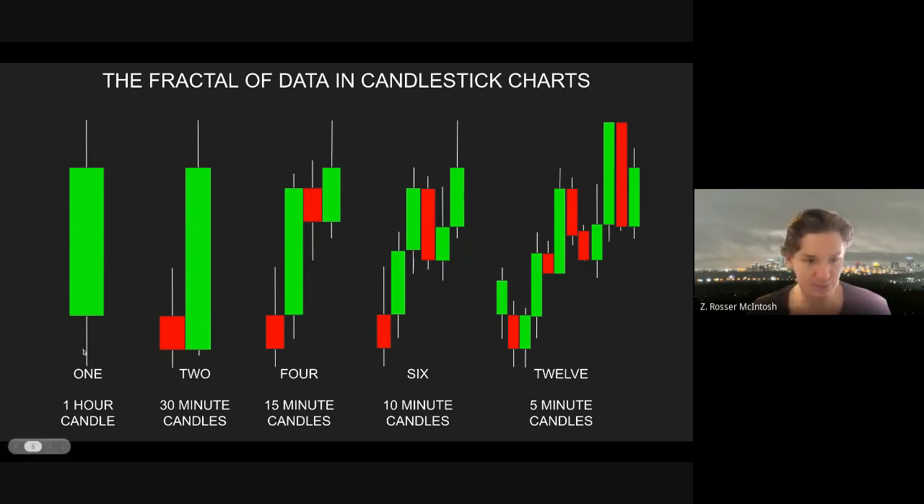Now, we could break that hour into two 30-minute candles. So again, same opening point at the beginning and end, because it's still 1 hour, but now it's broken into 2 separate candles, or 4 15-minute candles. Still exactly the same data being shown, but this is giving us a greater degree of detail of the high and low during subsets of this hour, broken into 15-minute chunks, or 6 10-minute candles, or 12 5-minute candles. Again, all of these would be the same hour.